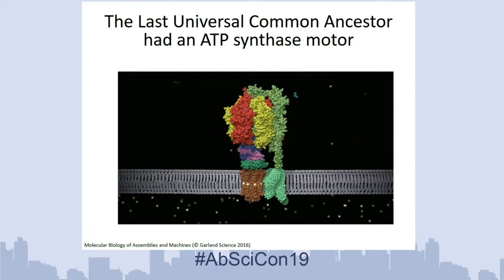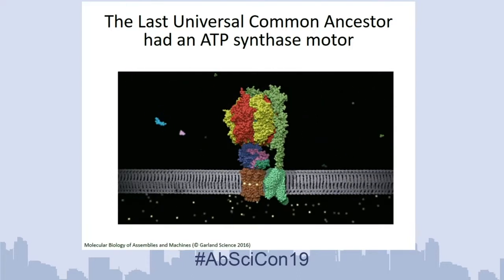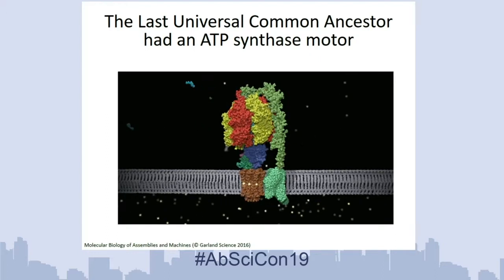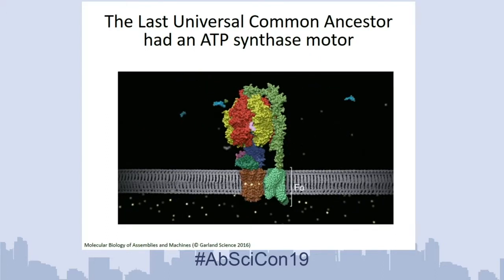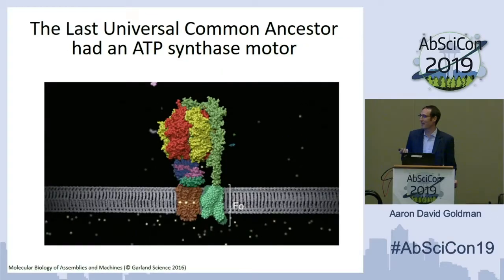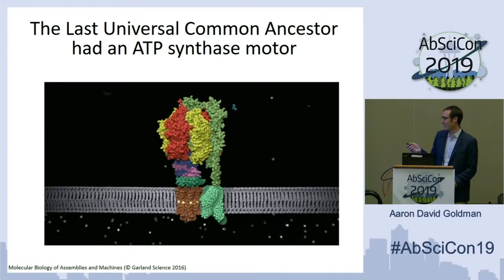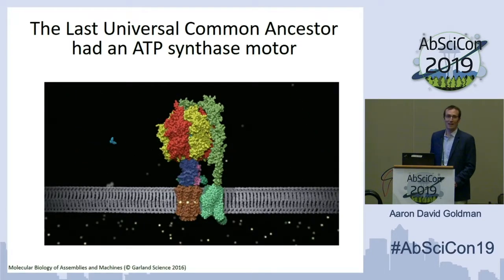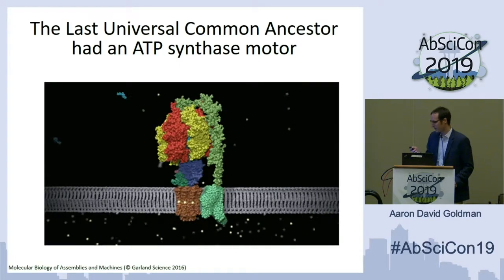One of those proteins that was very likely embedded in the cell membrane of the last universal common ancestor was this ATP synthase motor, which is one of my favorite proteins, and it's responsible for forming ATP from ADP and phosphate by way of a proton motive force that is created by a proton or sometimes sodium gradient that's stabilized by, in the case of prokaryotes, a cell membrane.